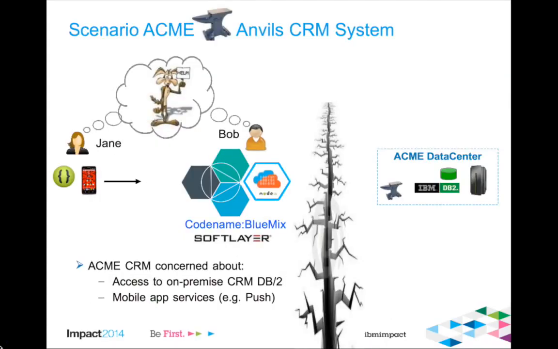Now first we'll notice this company called Acme Anvils is looking at Bluemix to leverage cloud-based services and mobile support to build a mobile application that will allow them to interact with their customer relationship management system. This system today is backed by a DB2 database that resides on-premise behind a firewall.